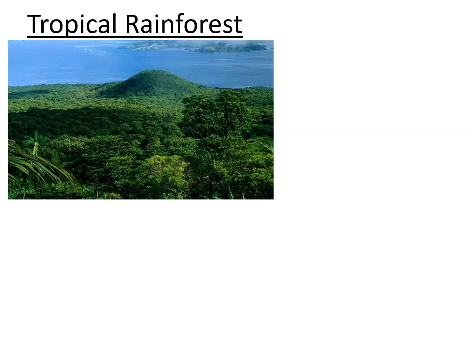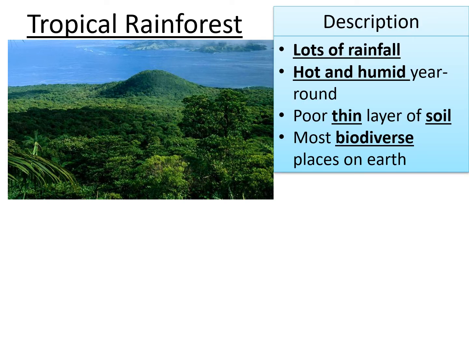The last one is tropical rainforest. Obviously, from the name, we're talking about a location that receives a lot of rainfall. It is hot, it is humid year-round. These are located near the equator, and so because they're in that area, they do receive a lot of sunlight, a lot of water, which is great for the amount of plants. So you'll see that this is the most biodiverse location on Earth.